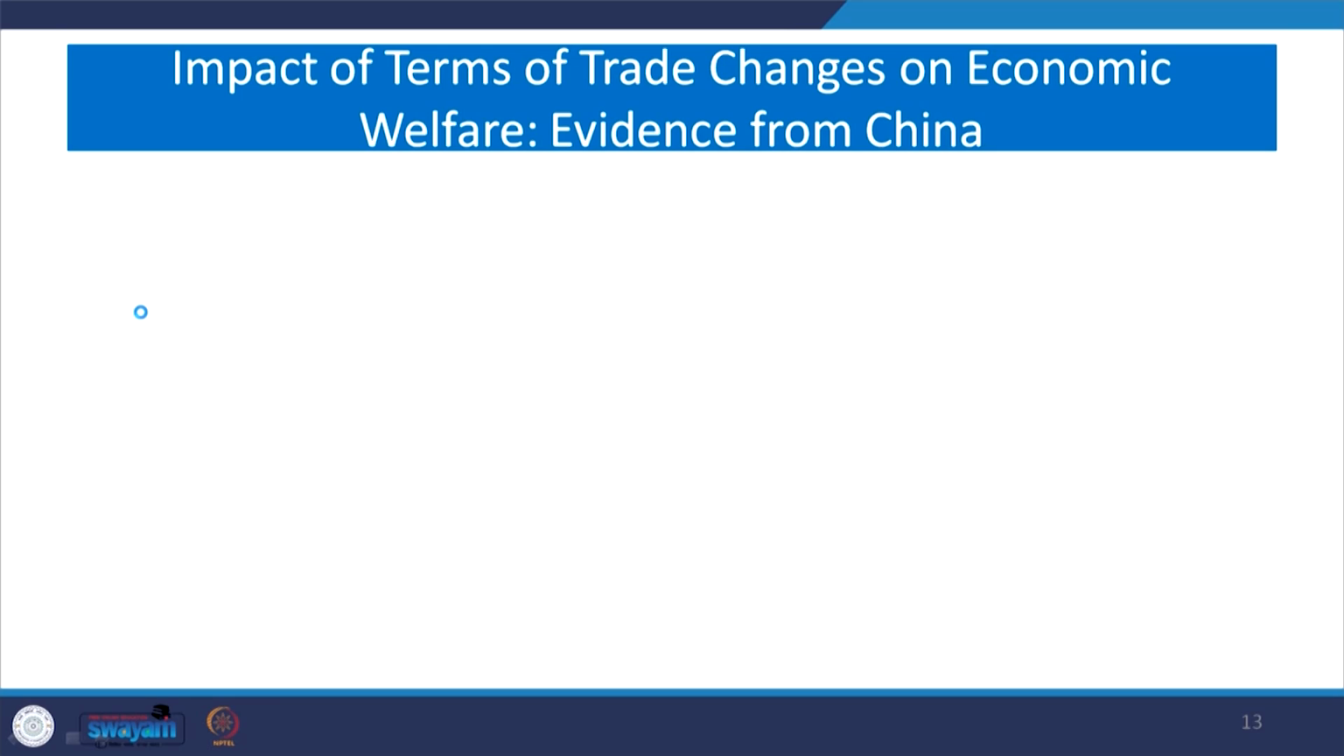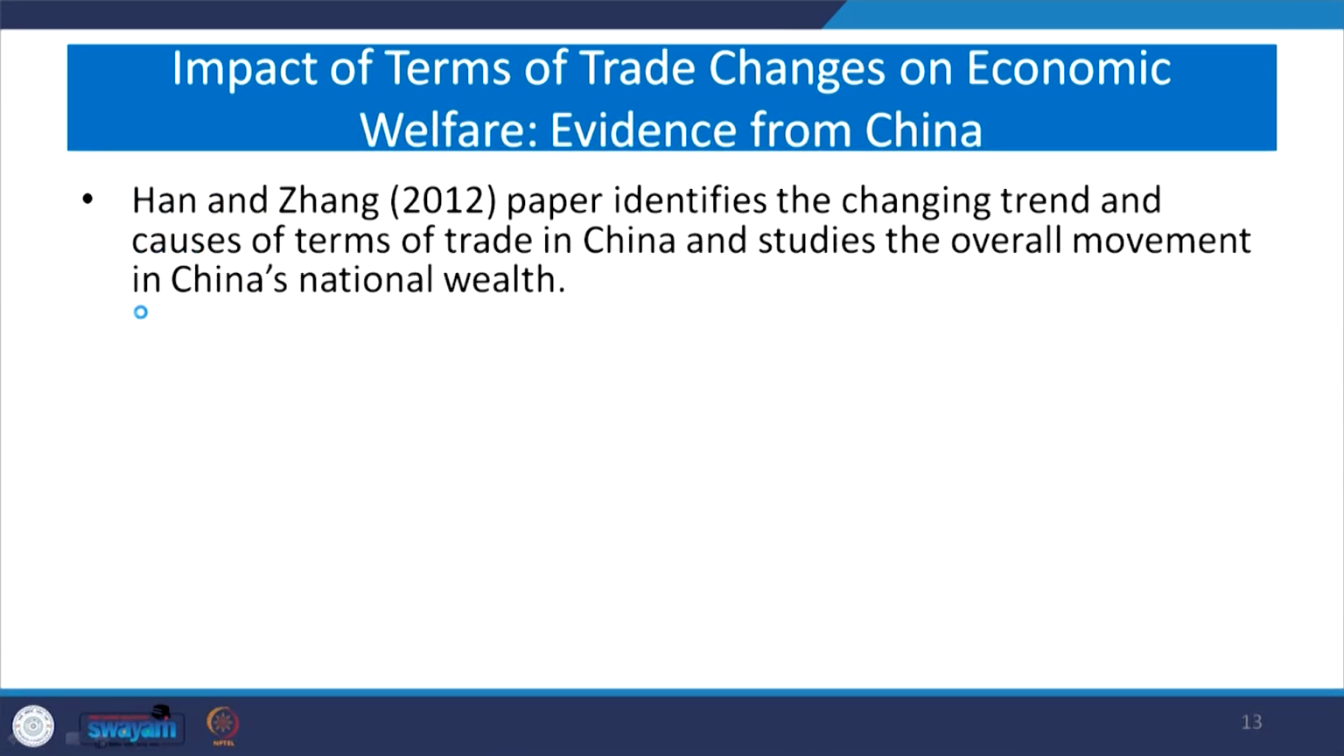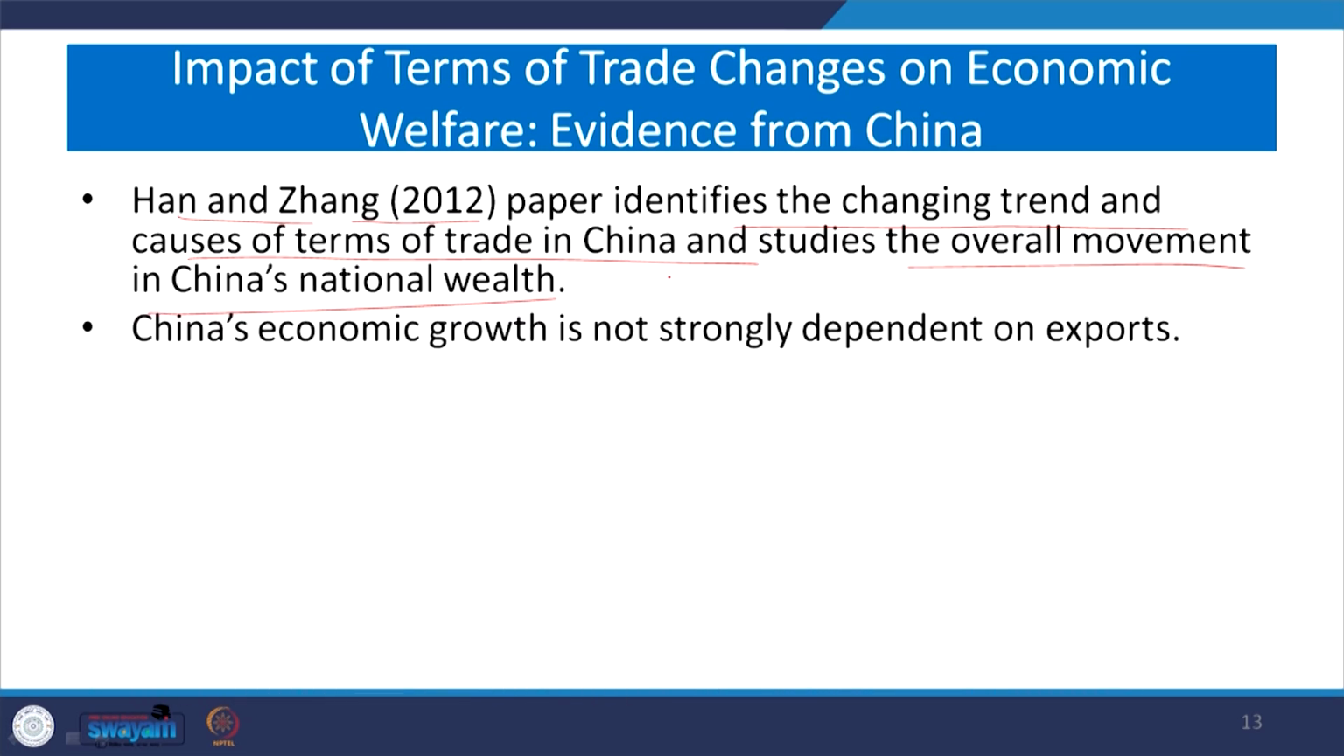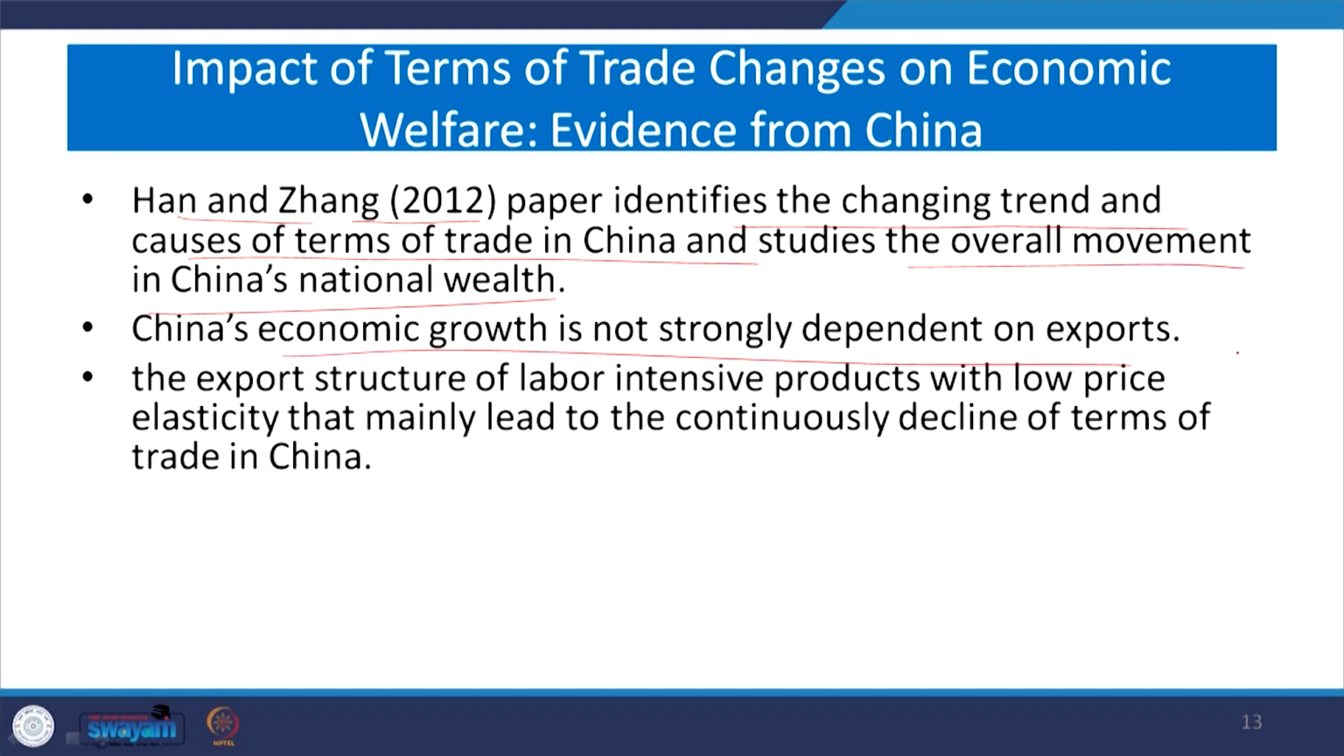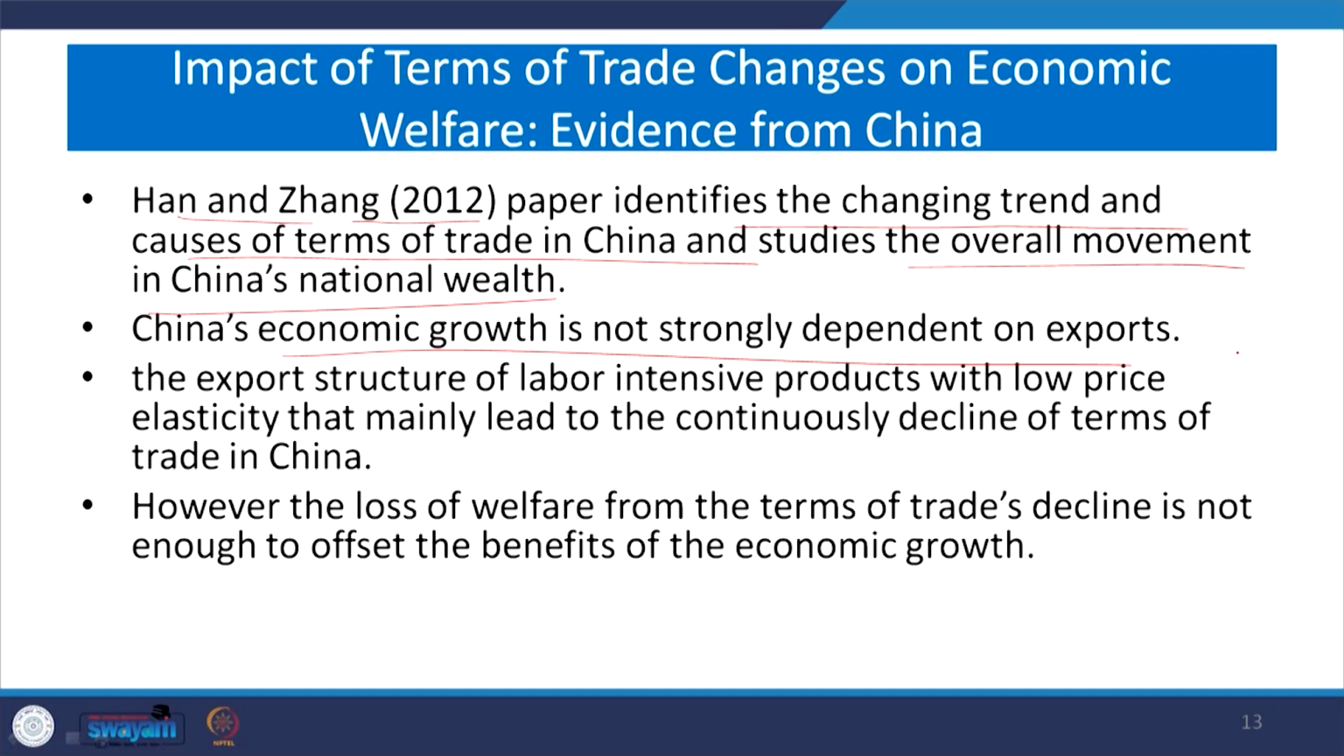Now, recently, if you take for example the terms of trade changes in economic welfare, some of the evidence is very important for the Chinese context. One paper by Han and Zhang, 2012, identifies the changing trend and causes of terms of trade in China and studies the overall movement of China's national wealth. One of the very latest papers, very important to refer, says Chinese economic growth is not strongly dependent on exports. The export structure is largely labor intensive with low price elasticity, which mainly leads to the continual decline in the terms of trade in China, so far as the evidence of terms of trade is concerned.